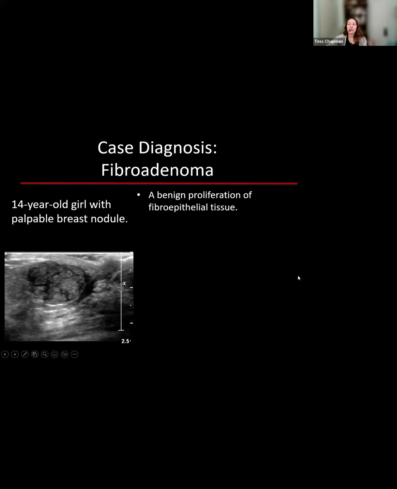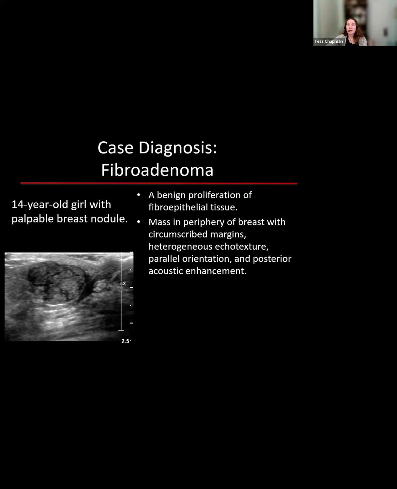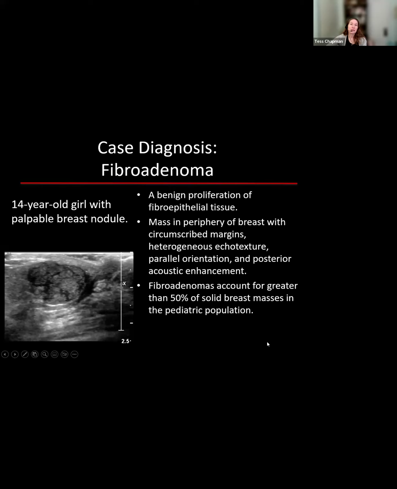This is a very common tissue type. It's a benign proliferation of fibroepithelial tissue. The fibroadenoma usually has these features listed here, and it is the most common solid breast mass in the pediatric population, or specifically in the adolescent population that we'll see. So very, very common.